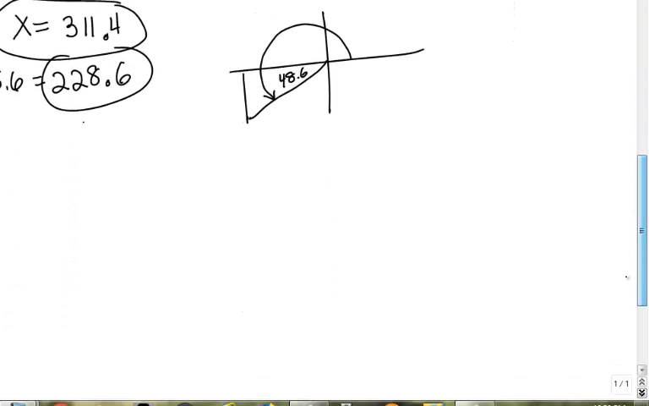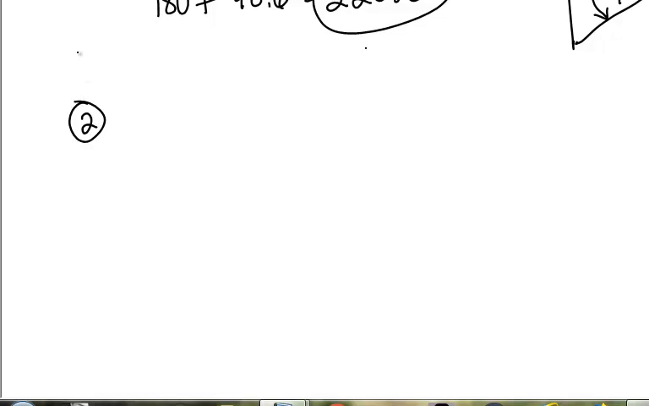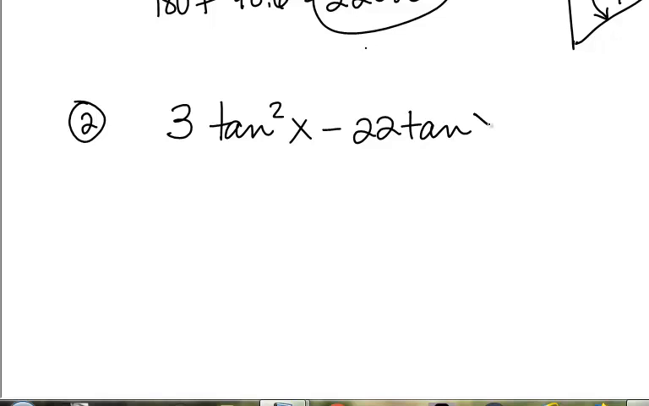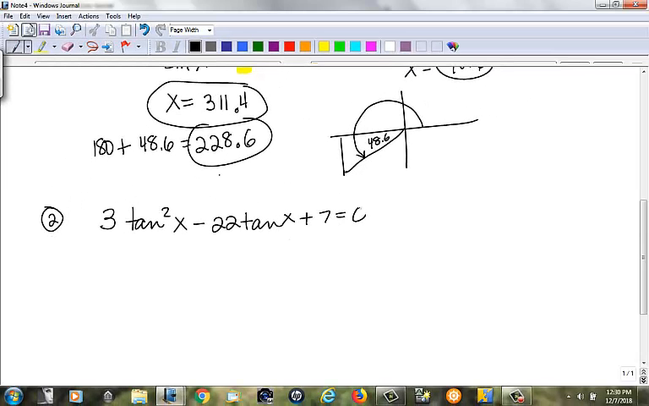Okay, let's look at the second example. Say they give you 3 tangent squared x minus 22 tangent x plus 7 equals 0. Okay, now as soon as they bring in the squared term, you have options for how to work it. You have factoring, completing the square, quadratic formula. So I'm going to do this one by factoring, but I think I'll also show you the quadratic formula for review.